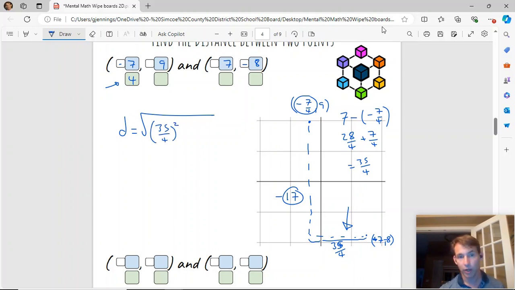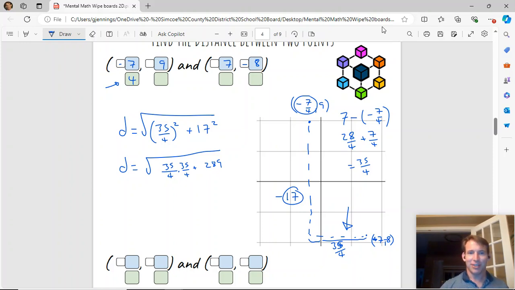35/4 squared plus 17 squared. -17 squared, 17 squared, same thing. So D is equal to the square root of 35/4 squared. Well, that's going to be 35/4 times 35/4 plus 289. Wait, no, that's not 289. It is. Yeah, it is indeed 289. So 17 squared is 289. I don't know why I balked at that.